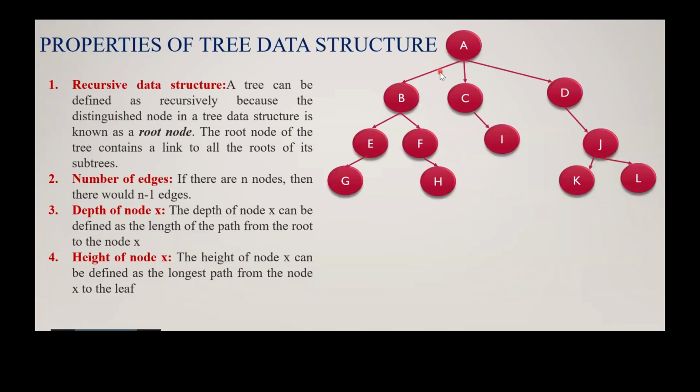Now let's calculate the edges. 1, 2, 3, 4, 5, 6, 7, 8, 9, 10, 11. So 12 minus 1 is 11. So if there are n number of nodes in a tree, then there must be n minus 1 number of edges. Then depth of a node.